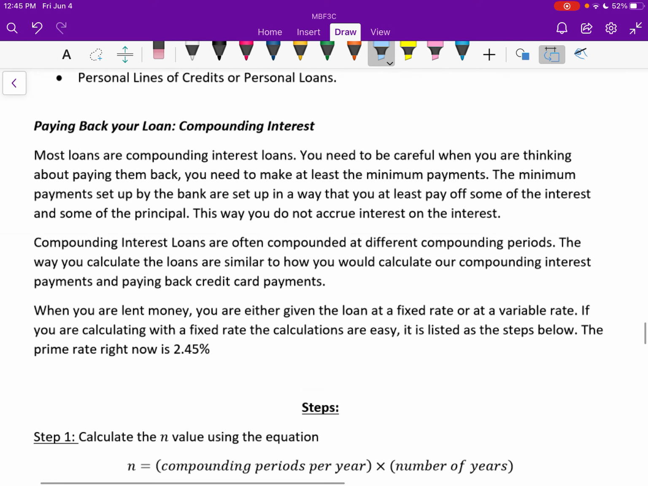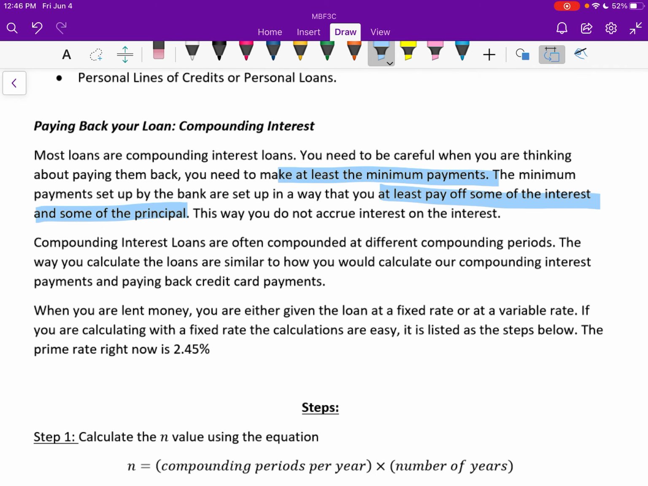So now that you've gotten this loan and you're like, okay, I have it, sweet, let's move on, what happens when you have to pay it back? Most loans are compounding interest loans. You need to be careful when you're thinking about paying them back, and you need to make, at the very least, the minimum payments. The minimum payments are set up by the bank in a way that you're at least paying off some of the interest and some of the principal. Because if you just let the interest accrue, you start getting charged interest on the interest.